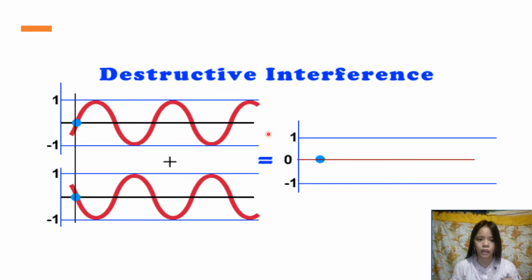So, if two waves meet and they were able to cancel all the wave, then it is called destructive interference. If two waves are out of phase, the amplitude of the first wave cancels out the amplitude of the second wave and produces a wave with zero amplitude.